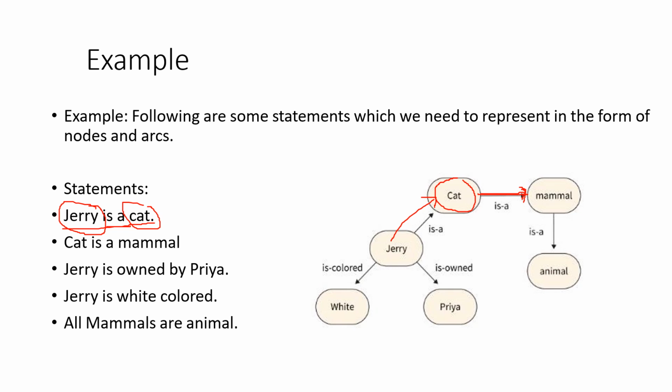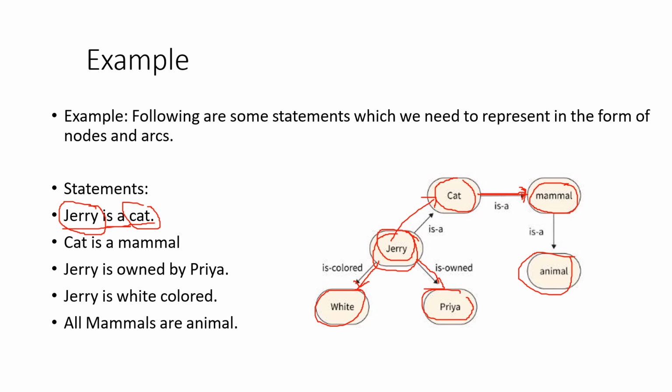Then Jerry is owned by Priya. So Jerry is there, then we write another object as Priya, and the relationship we mark as is owned by. And then Jerry is white colored. Jerry is already there, then the color is white, so we mark the relation as is colored. And all mammals are animals. So mammal is one object and animal is another object, and their relationship is is-a. So all mammals are animals.